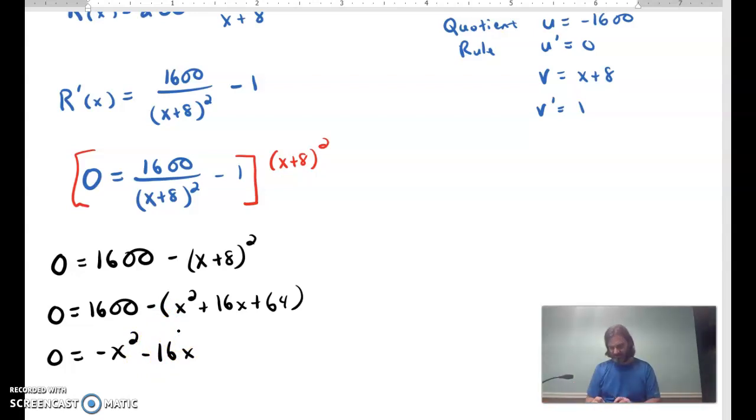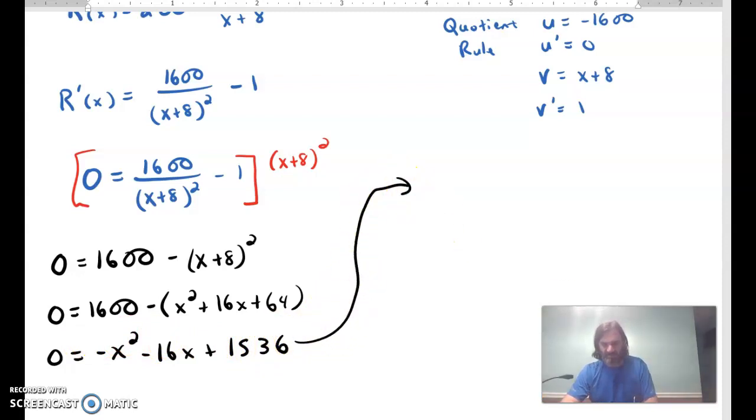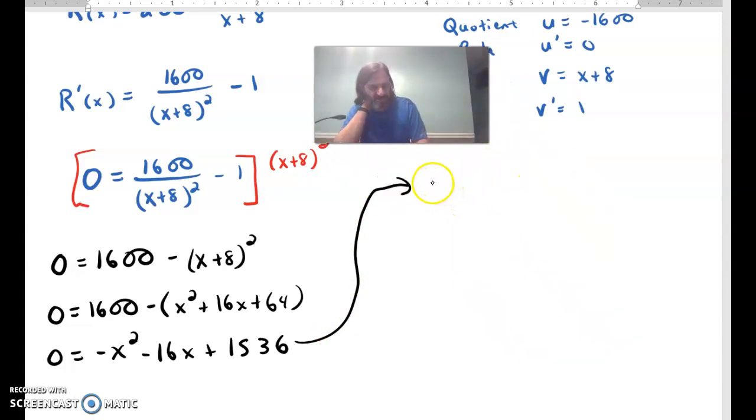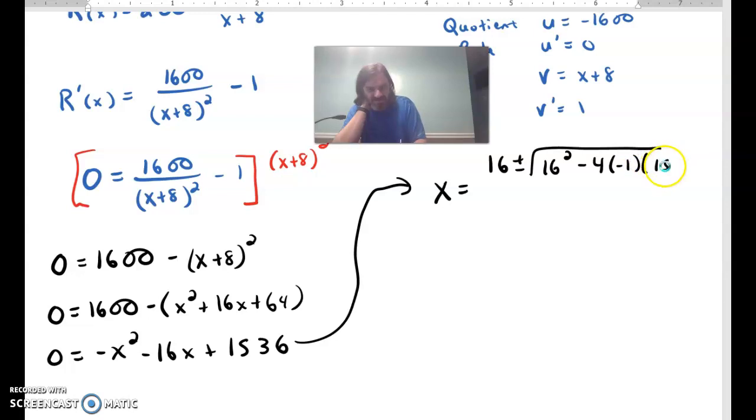and then 1600 minus 64 is plus 1536. So this is the thing I need to solve. I think I'm just going to use the quadratic formula again. So x equals negative b, so that'd be 16, plus or minus the square root of 16 squared minus 4 times a, which is negative 1, times c, 1536, all over 2a, which will be negative 2.